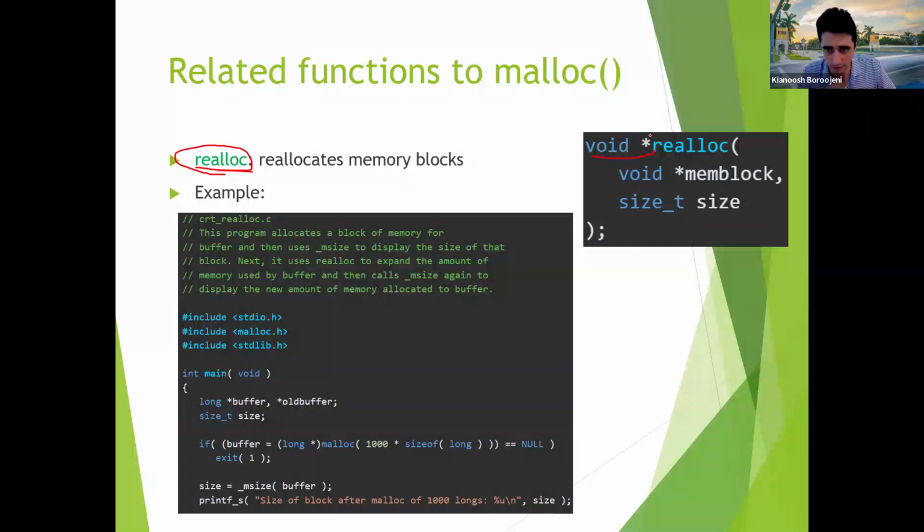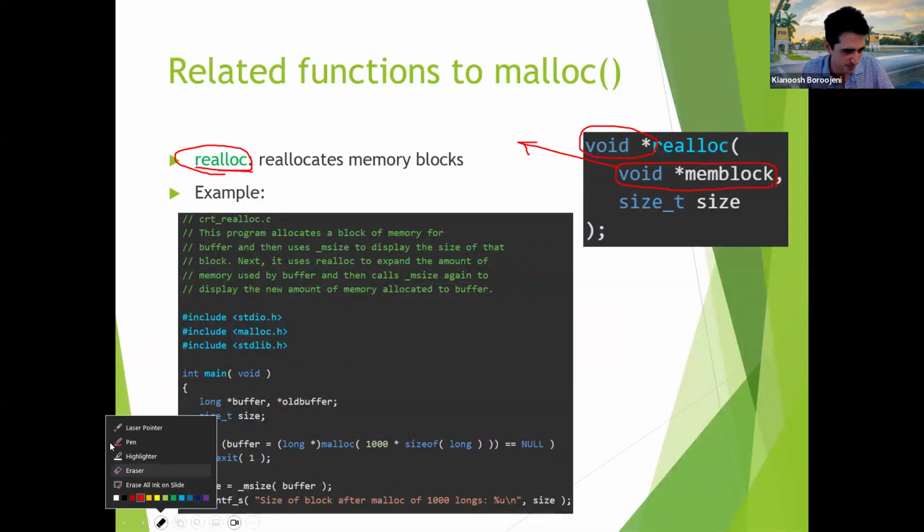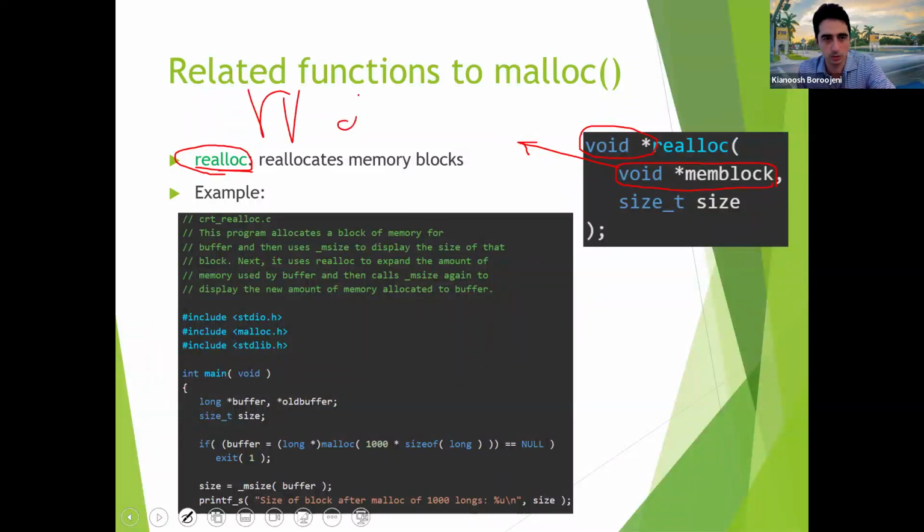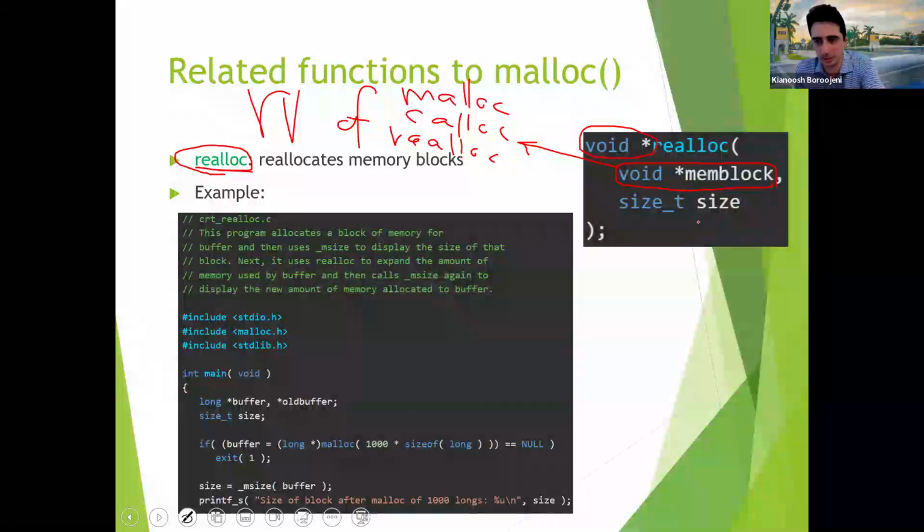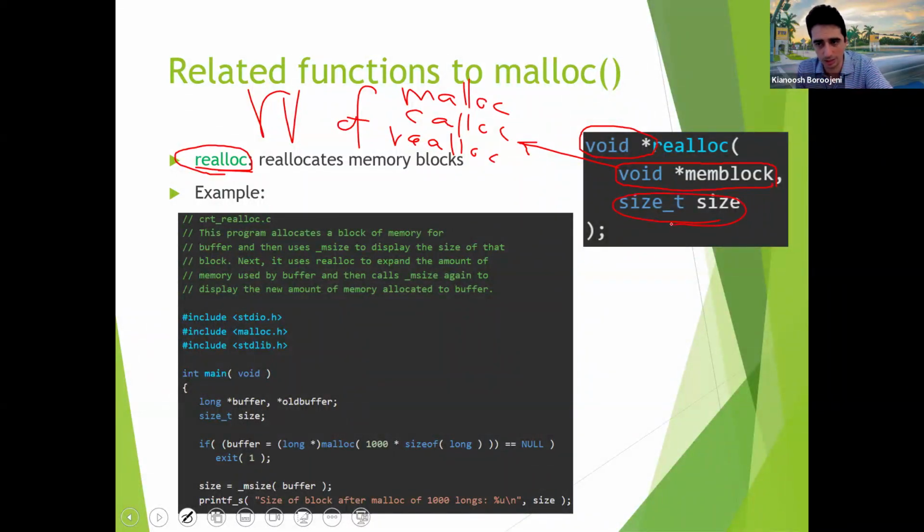This is the signature. It returns a void star, just like malloc and calloc. It gets two input parameters. First, it's a void star, which is going to be the return value of a previous call to malloc, or a previous call to calloc, or a previous call to realloc. And you're going to pass a new size. What does realloc do? It will change the size of that block for you.